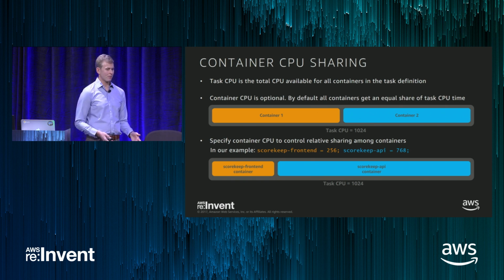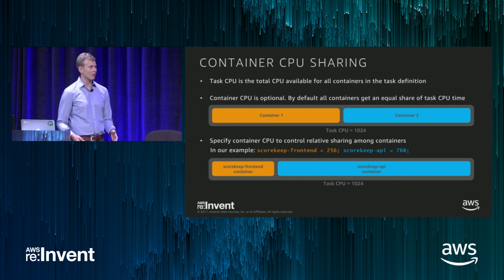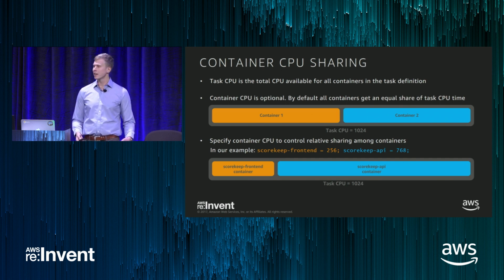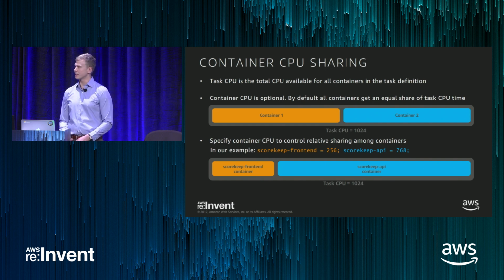While this is not necessary for our SCOREKEEP application, we've decided to configure our CPU this way for the purpose of illustration. We've allocated 3/4 of the shares to our more resource-hungry API container, while we've allocated 1/4 of the shares to our Nginx front-end container. And we do this by specifying the values of 256 and 768 in the respective container definitions.